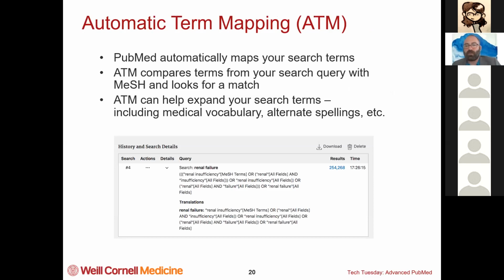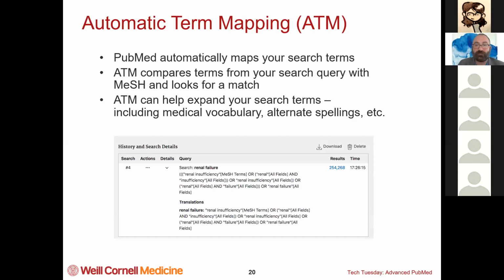So let's talk a little bit about automatic term mapping. You can take advantage of using MeSH without using the MeSH thesaurus. PubMed automatically maps your search terms when you do a search. So what this means is automatic term mapping compares terms from your search query with MeSH terms, journal titles, and authors in that order. So first it looks for a MeSH term, then it looks for any matching journal titles, then it looks for any authors that match. So once it finds a match, it stops mapping.